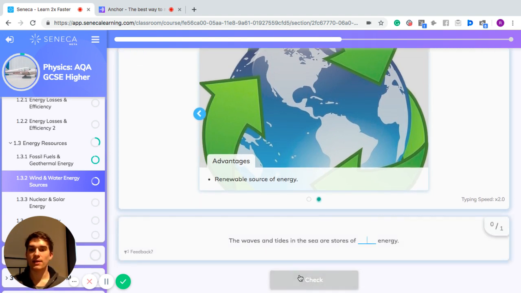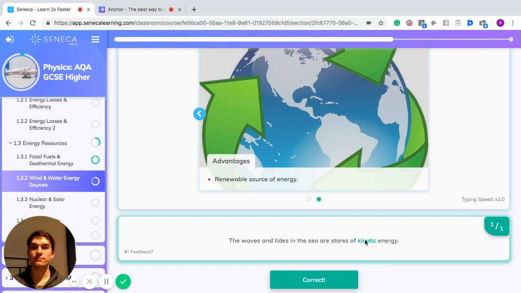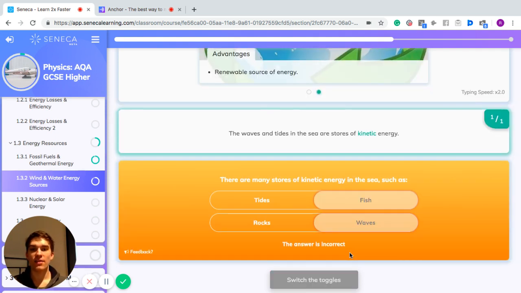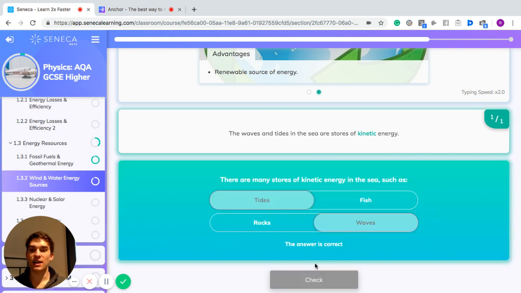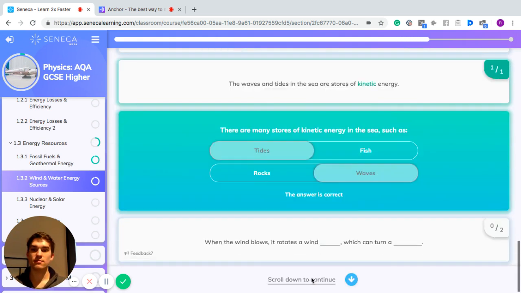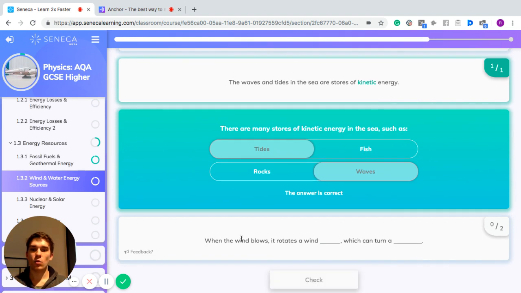So just to recap that, waves and tides in the sea are stores of kinetic energy. And there are many stores of kinetic energy in the sea, such as tides and waves. When the wind blows, it rotates a wind turbine, which in turn rotates a generator.